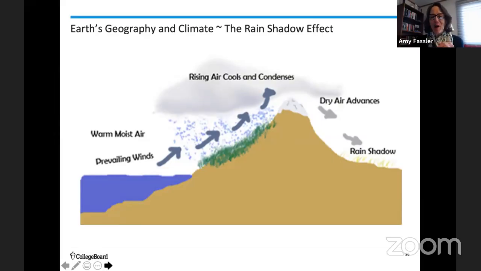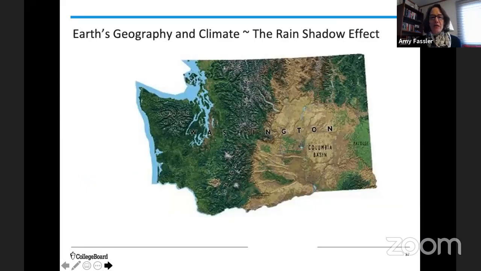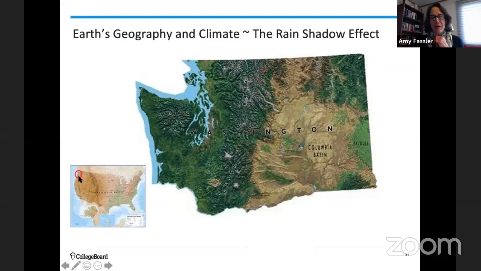So here's a simple cartoon image of the rain shadow effect, but I think we're at the point where we can look at this in a little bit broader, more realistic context. So here's a beautiful physical map of the state of Washington. Just as a reminder, this is Puget Sound. We're up here in the Pacific Northwest, in the very northern corner of the United States, and I have the Cascade Mountains there.